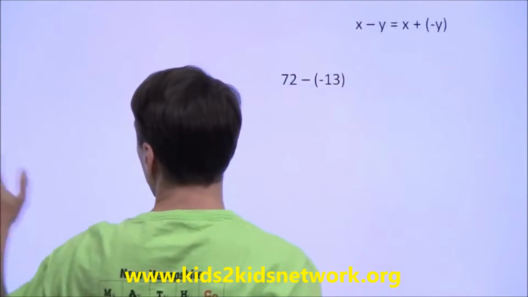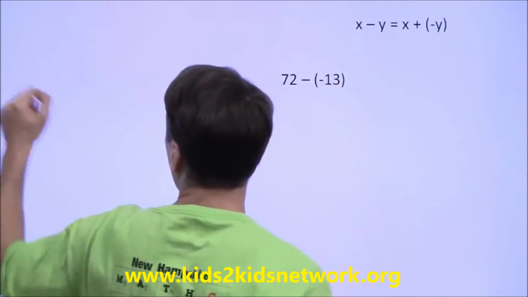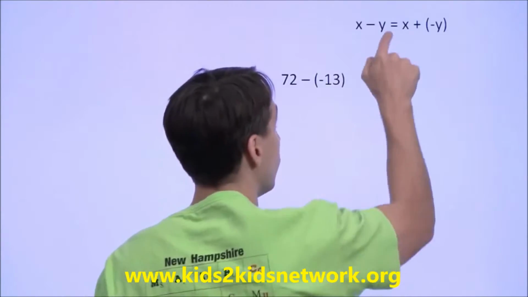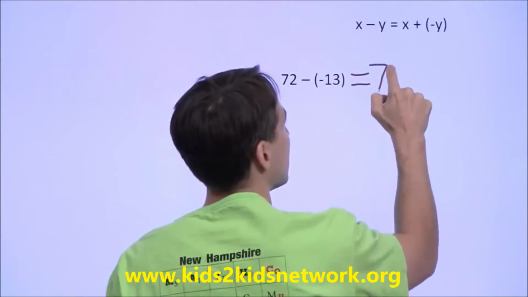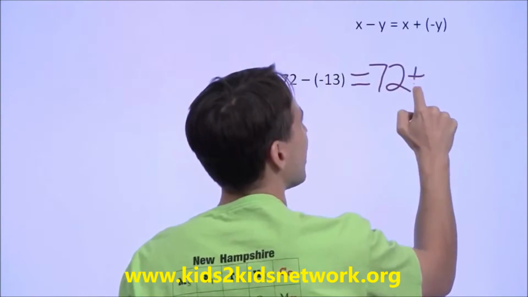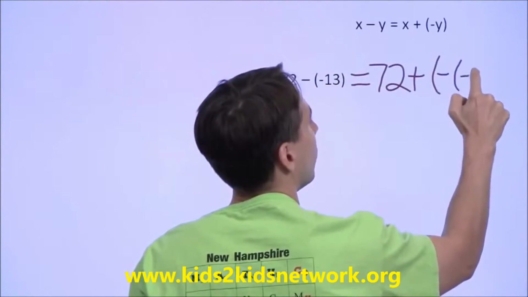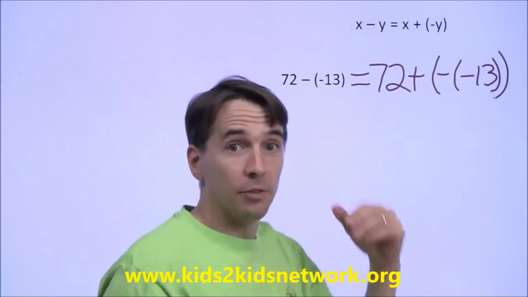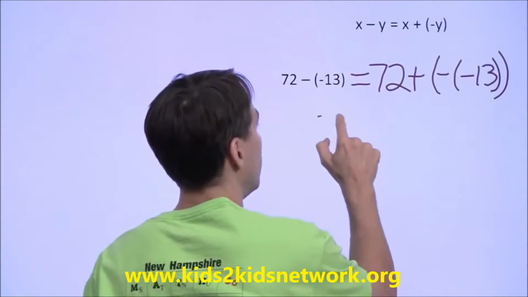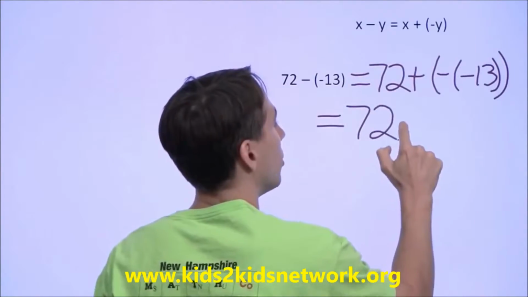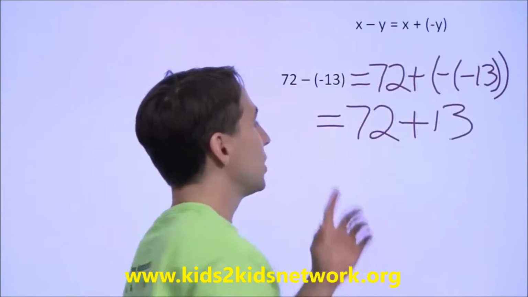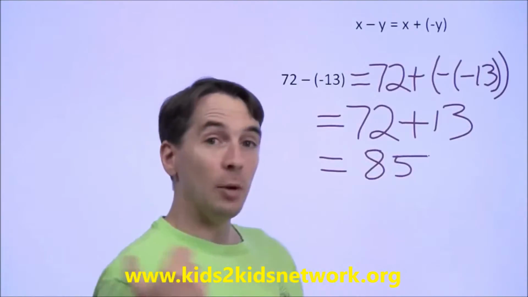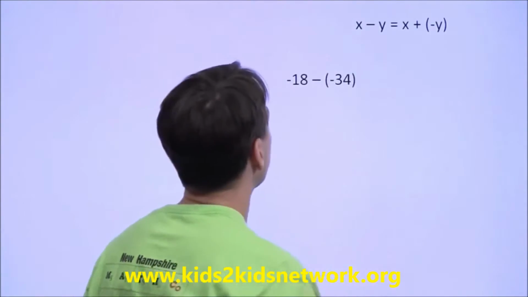Now let's try this definition of subtraction on those two problems we looked at in the beginning. So if we have 72 minus a negative 13, we use our definition. That gives us 72 plus the negation of negative 13. Well, the negation of negative 13 is just 13. So those two negatives cancel. Two wrongs make a right here. And that leaves us with 72 plus 13, which is 85. And we're done. On to the last problem.